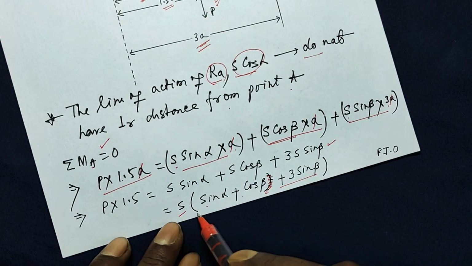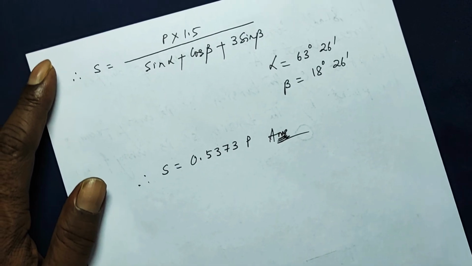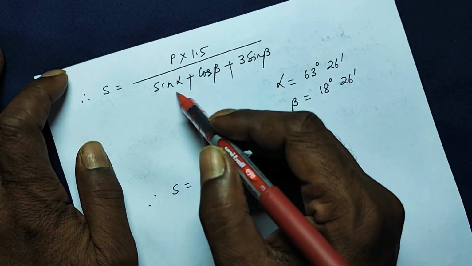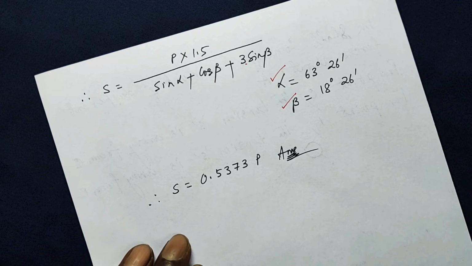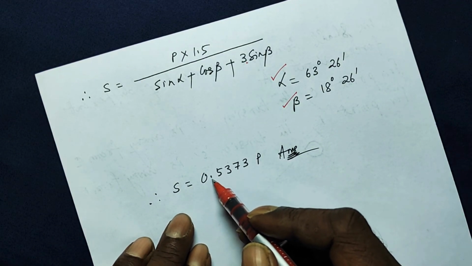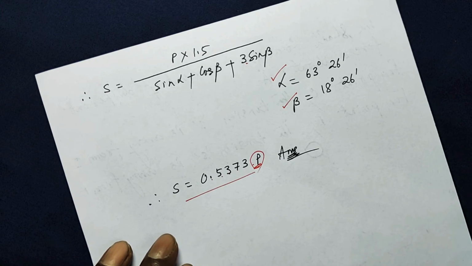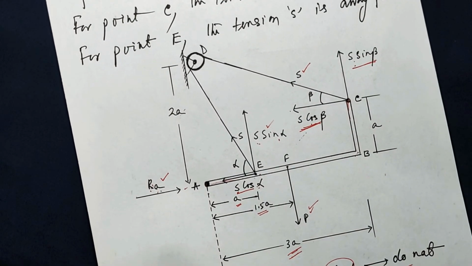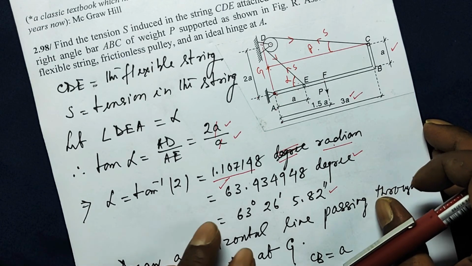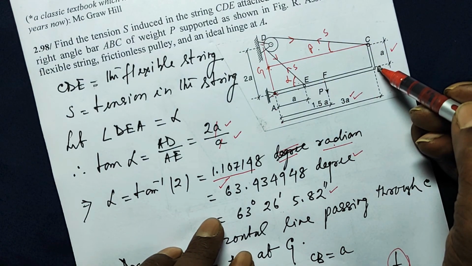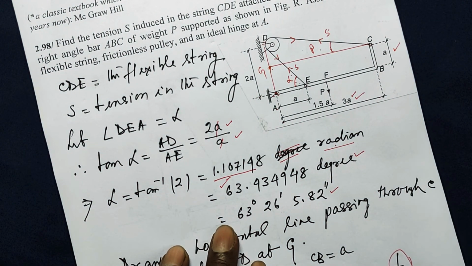We need to find S, so let us bring these terms to the left hand side and straightaway put in a scientific calculator. So your S comes out to be P times 1.5 over (sin alpha plus cos beta plus 3 times sin beta). Alpha was calculated, beta was calculated. Put it in a scientific calculator. This comes out to be 0.5373 times P, the weight of the bar. This is the tension developed in the string, the string which is holding this right angled bar at 2 points C and E. The tension S is found out.